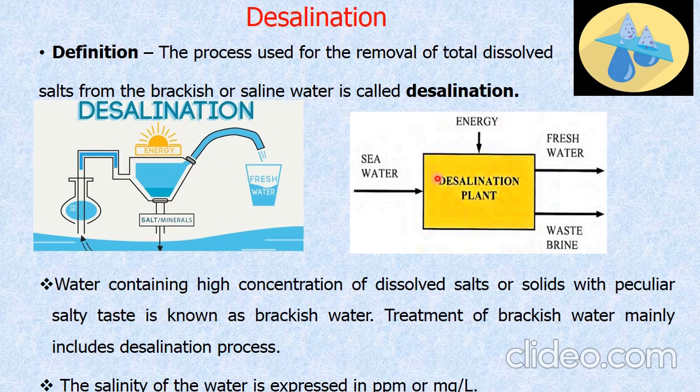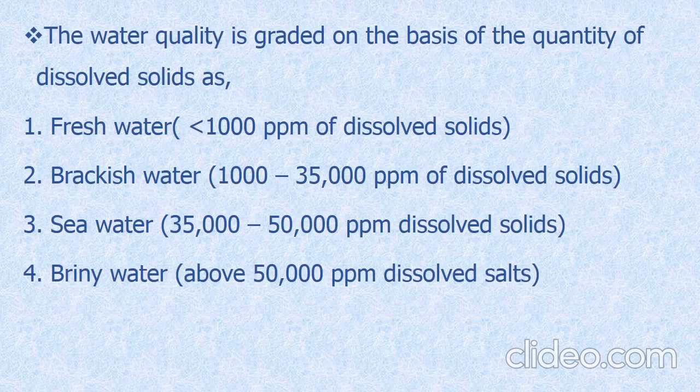Water containing a high concentration of dissolved salt or solids with a peculiar salty taste is known as brackish water. Treatment of brackish water mainly includes the desalination process. The salinity of water is expressed in ppm or milligram per liter. So the amount of salt present in seawater is measured in ppm, parts per million, or in milligram. The quality of water is graded on the basis of the salt content.